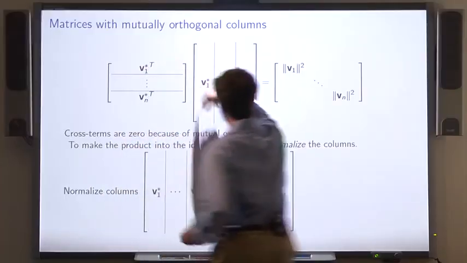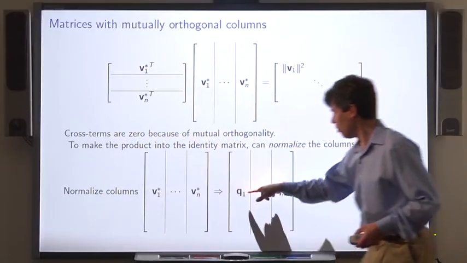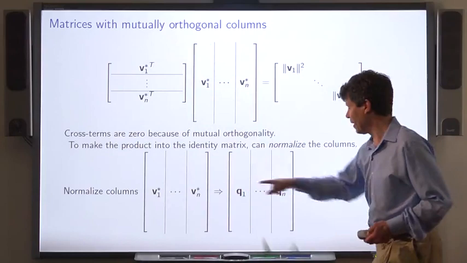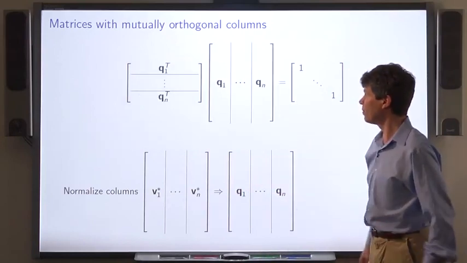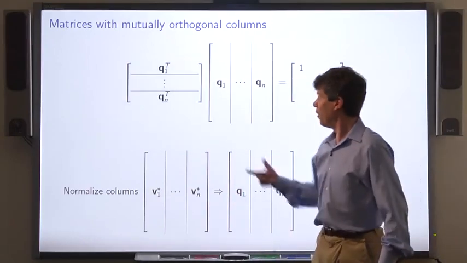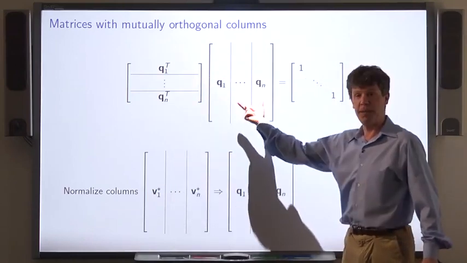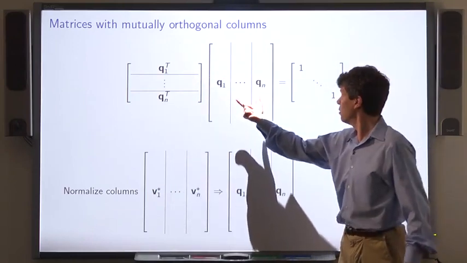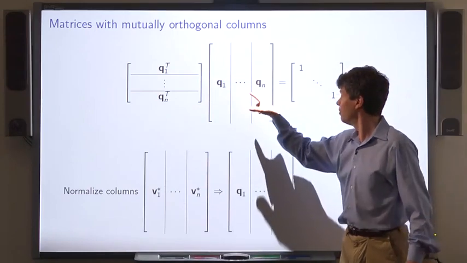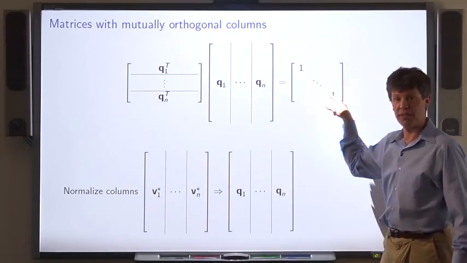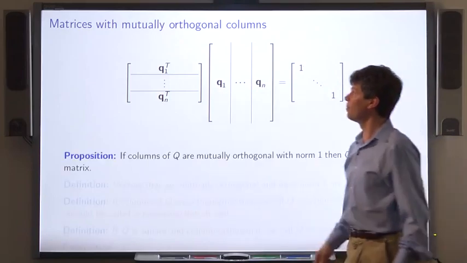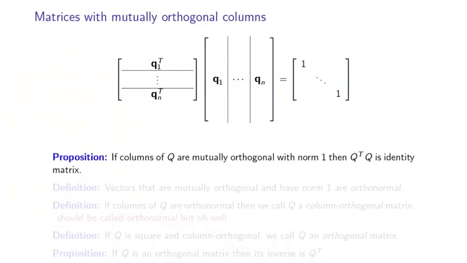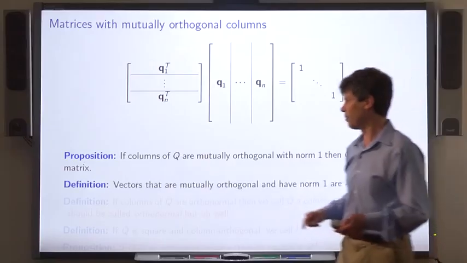Now, if we take these columns and we normalize them, renaming them q1 through qn, then we take the transpose of that matrix and multiply it by the matrix. Because the norms of the columns are all 1, the diagonal elements of the product are also all 1. So we see that if the columns of a matrix Q are mutually orthogonal and they all have norm 1, then Q transpose times Q is the identity matrix.